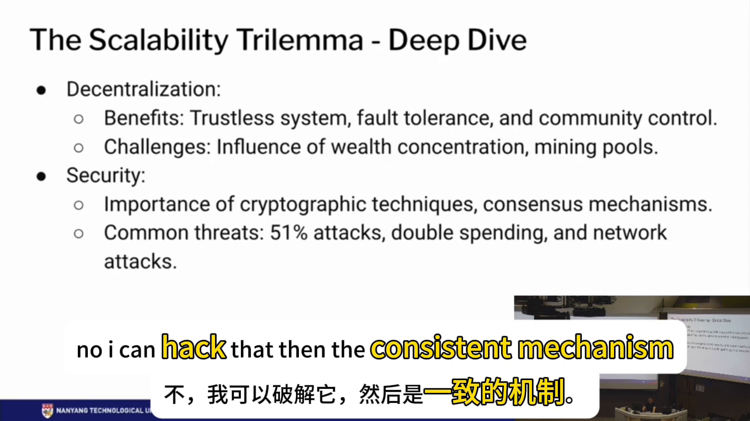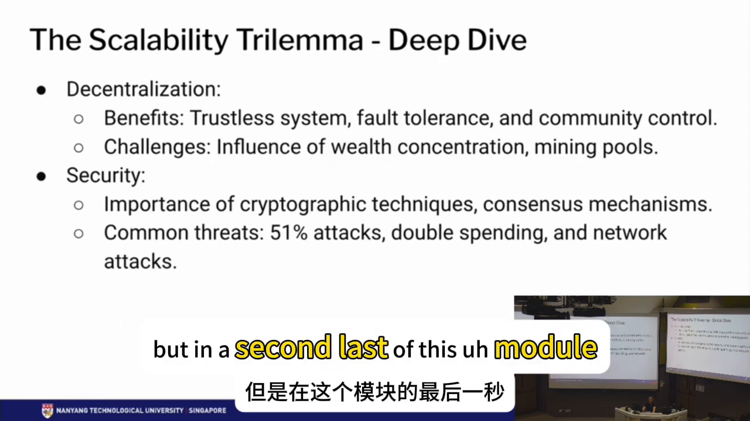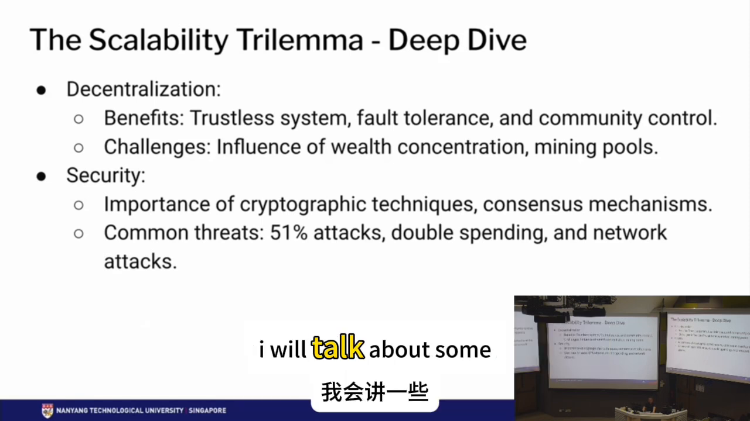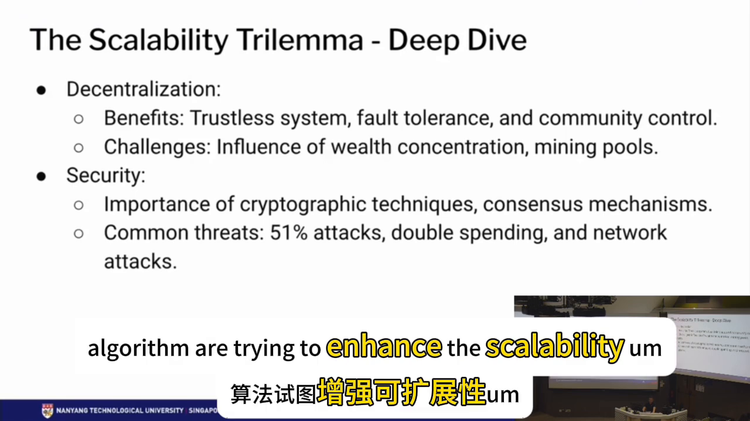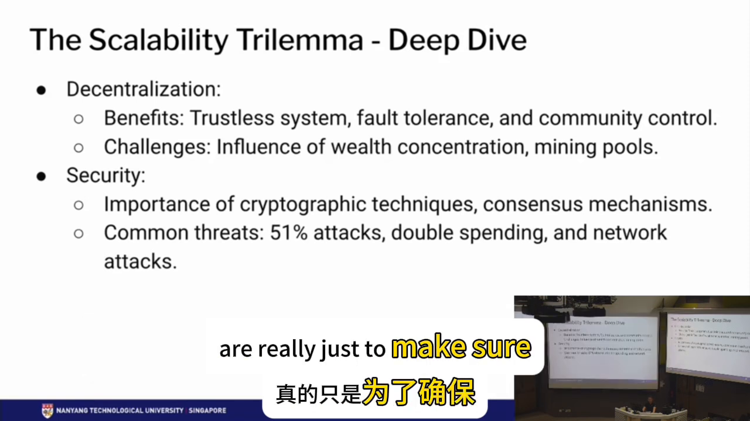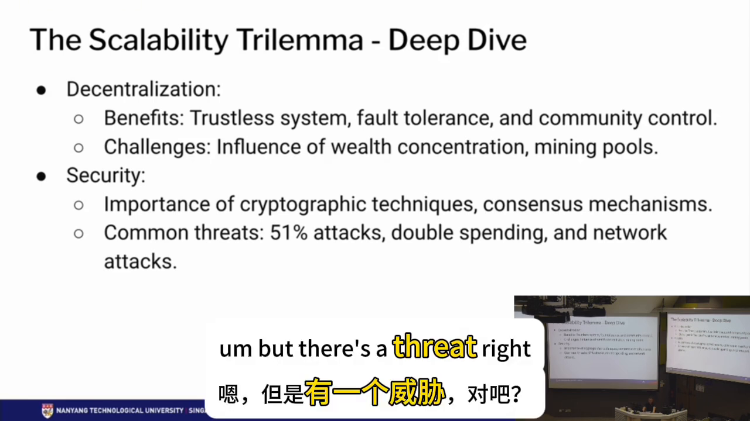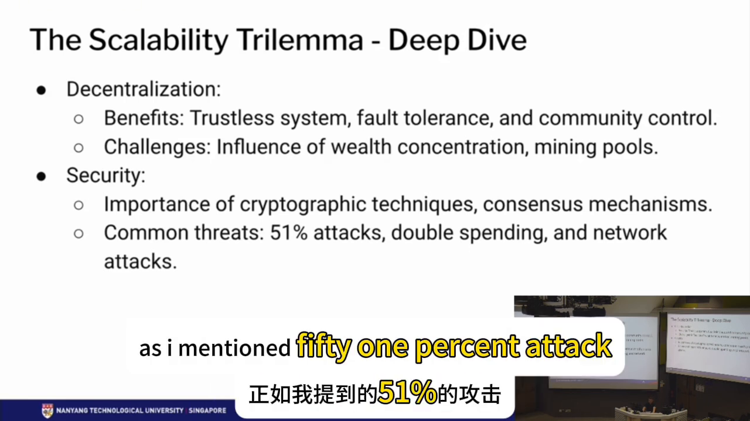Then the consensus mechanism. I know you have studied a little bit already, but in the second last part of this module, I will talk about some of the consensus algorithms that are trying to enhance the scalability. But the core initial purpose of the consensus mechanism is really just to make sure the security is in place. But there's a threat, right? As I mentioned, the 51% attack.